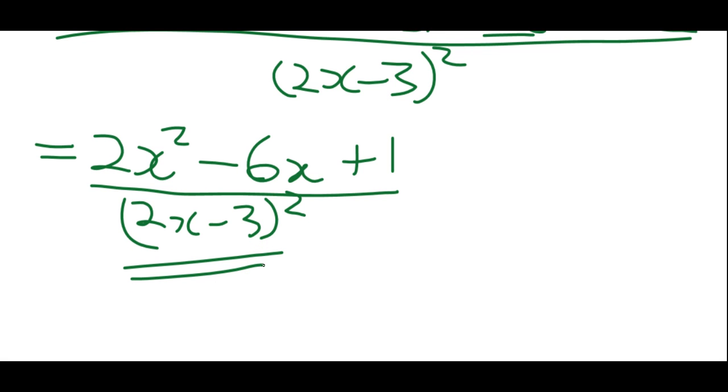You can see that the numerator, we can't factorize it. If we can factorize it and the factors can cancel, then we cancel and simplify further. But since 2x squared minus 6x plus 1 cannot be factorized, we leave our answer as such. So dy/dx is equal to this.